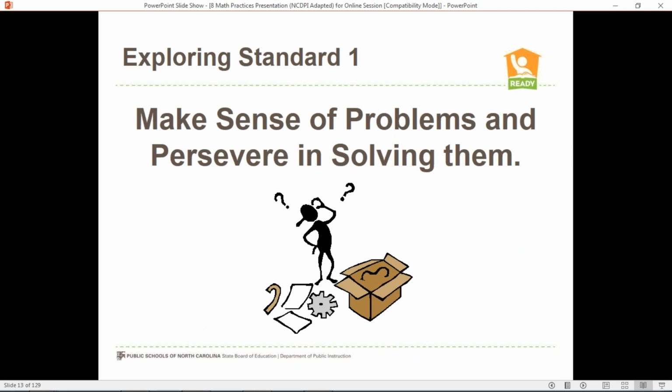The first standard for mathematical practice is to make sense of problems and to persevere in solving them. I remember one of the very first meetings that I had when we were rolling out standards, and a high school teacher looked at the group and said, well, of course they need to make sense of the problems and persevere in solving them. No one disagrees with that, right? However, we know that there are plenty of kids who don't make sense of their problems and don't continue to work when they run into struggles. So what do we do, right?